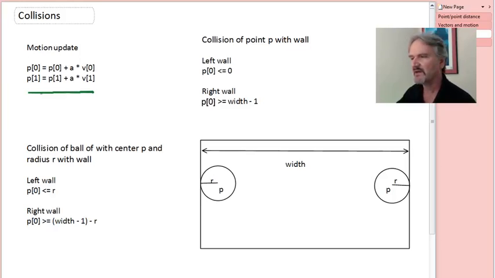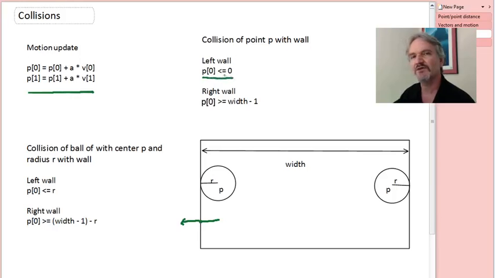So let's consider over here on our canvas, let's say we have a point, and it's moving to the left. We want to know when it passes off the canvas. Well, what we could do is we could just look at the 0th component of that point, P0, and just check to see if it's less than or equal to 0, we've moved off the canvas. So that test is really very simple.